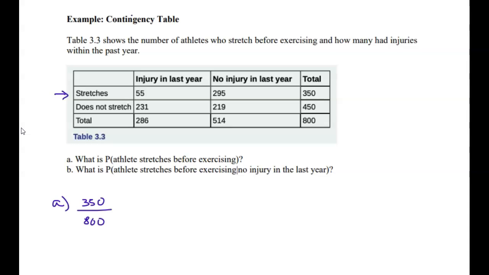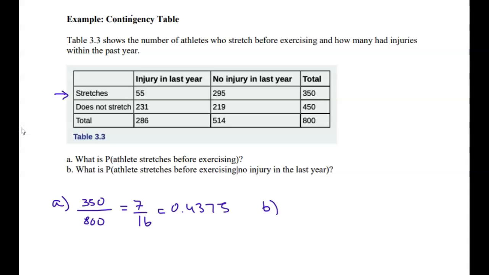You can often just leave it like that, or you can turn it into a decimal or a reduced fraction. Like this is 7/16. If I reduce this to a decimal, it is 0.4375. Any of these answers are fine.